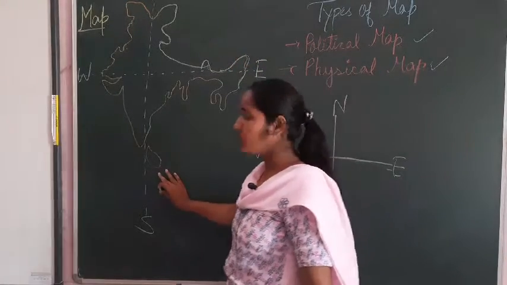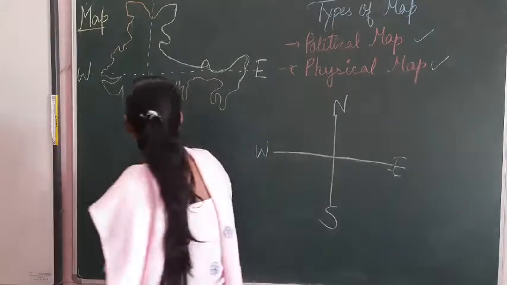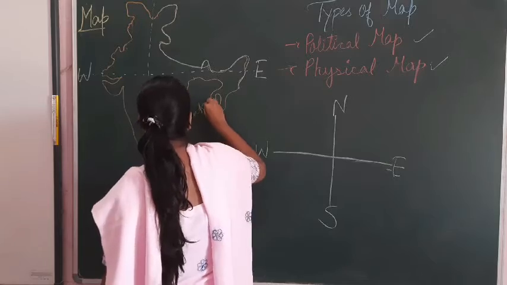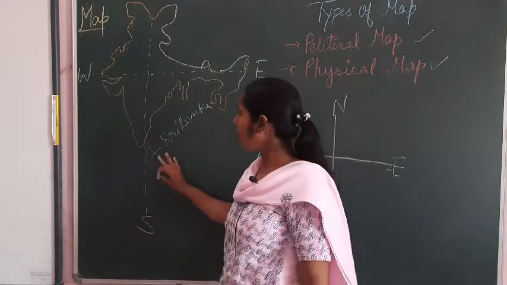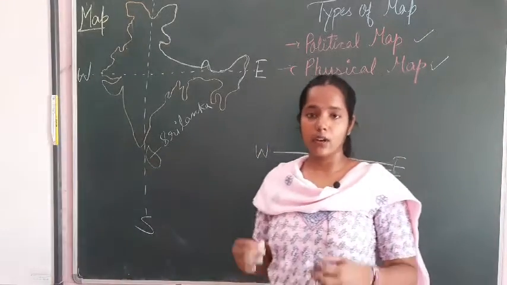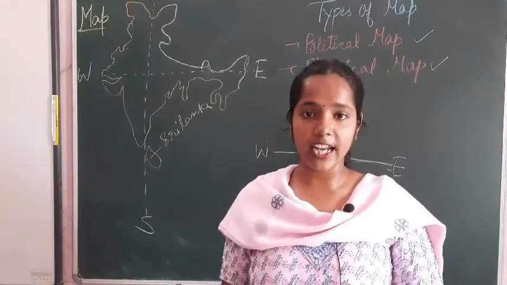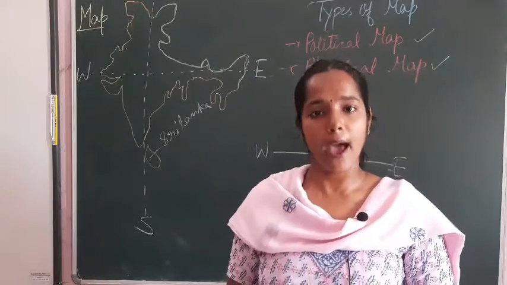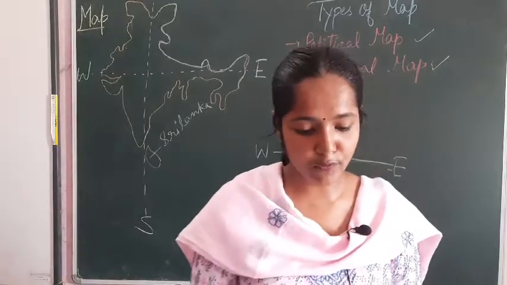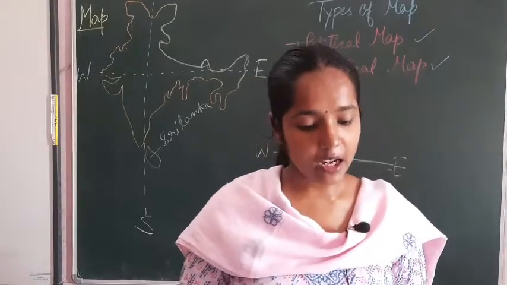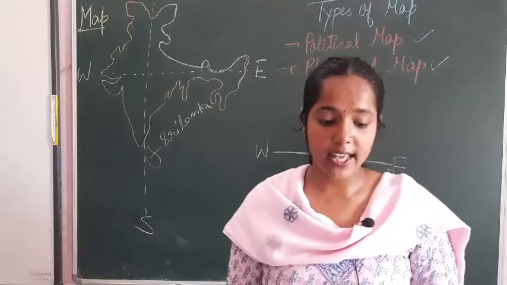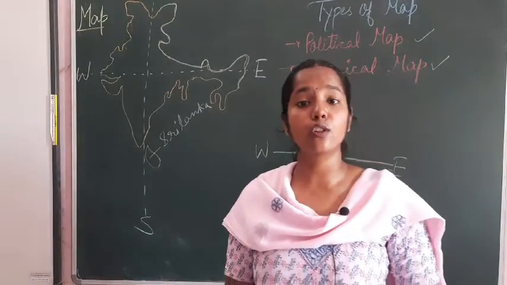You can see this small part, this is Sri Lanka. This is also a neighboring country of India. So the boundaries of these places, states or countries, whichever the map is indicating, that is called a political map. Now moving to the physical map. A physical map shows various physical features such as landscape like deserts, hills and mountain ranges, and water bodies like seas and rivers. A physical map is also a relief map.